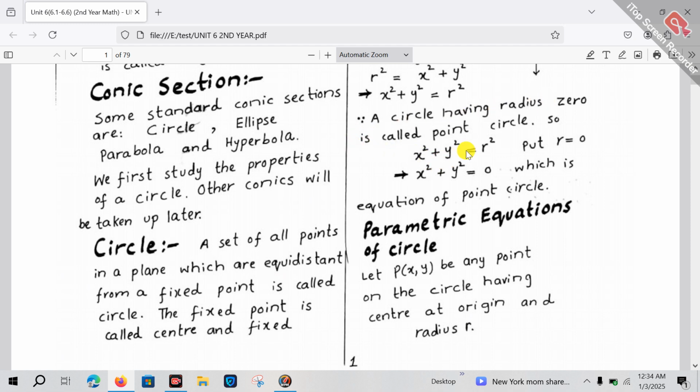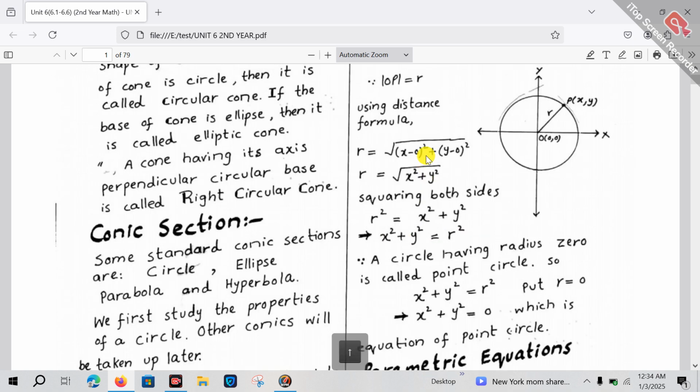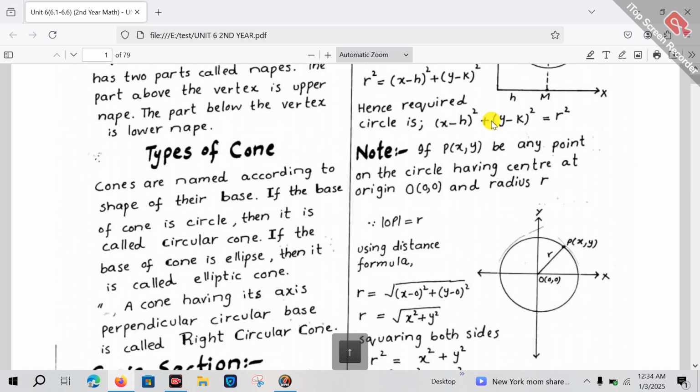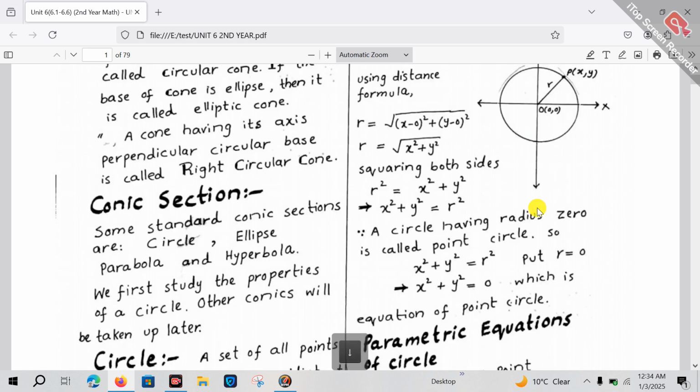This is the equation of a circle when the center is at the origin. Look at this above: (x minus h) square plus (y minus k) square is equal to r square. If we put h equal to 0 and k equal to 0, we will get x square plus y square is equal to r square.